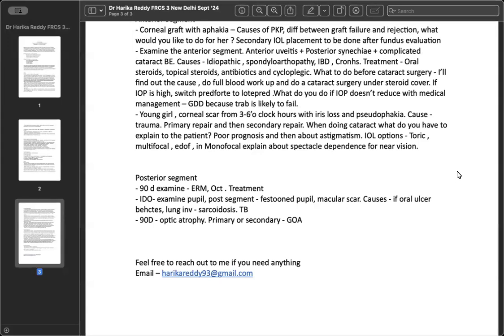So in the pupil, I told them that there was a festoon pupil, probably uveitic. Then in the fundus examination, there was a macular scar. And then they asked me what are the causes, what could have happened, and all that. So I told them, and it was bilateral, it could be Behçet's, and if there is a lung involvement, then sarcoidosis, and since it's India, it could be tuberculosis as well.